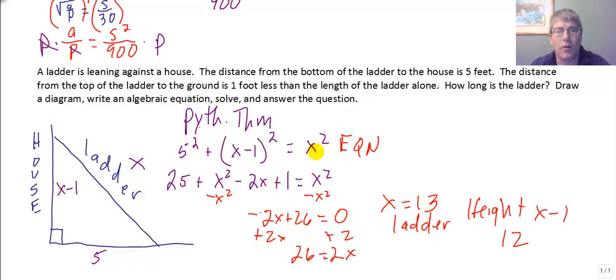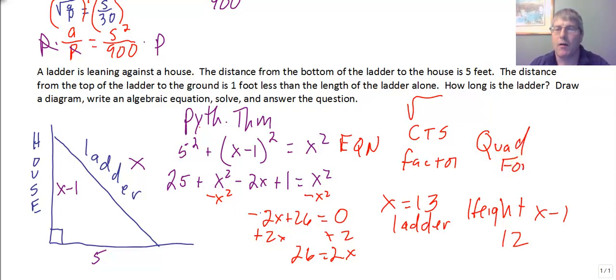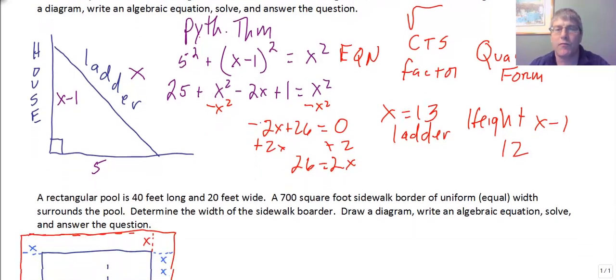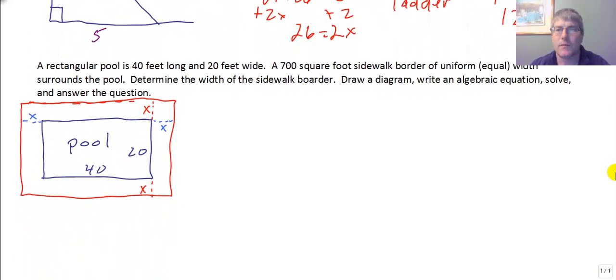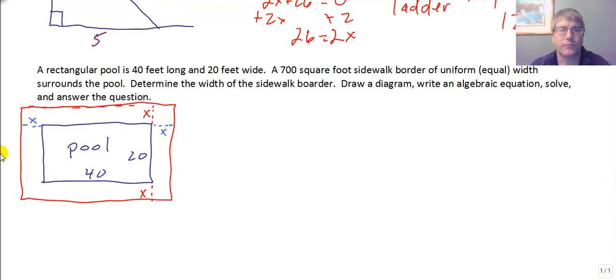So even though we had x squared, since our x squareds drop out, we didn't need to square root both sides. We didn't need to complete the square. We didn't need to factor, and we didn't need to use the quadratic formula, which are all possibilities when you're solving for x squared. Let's take a look at our next question.